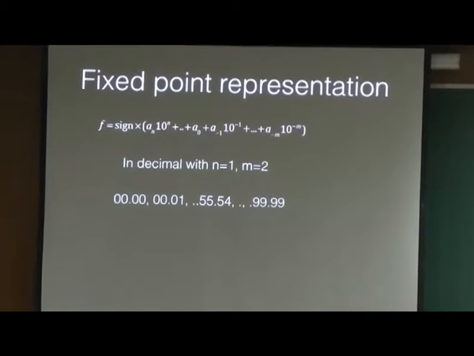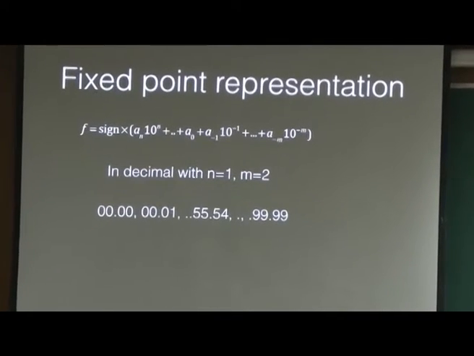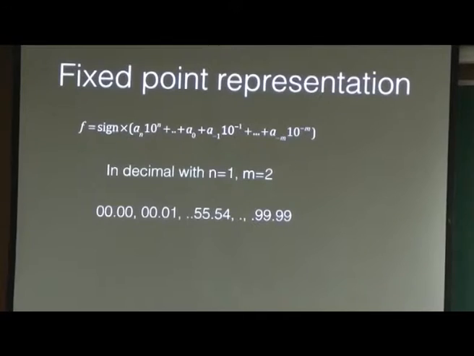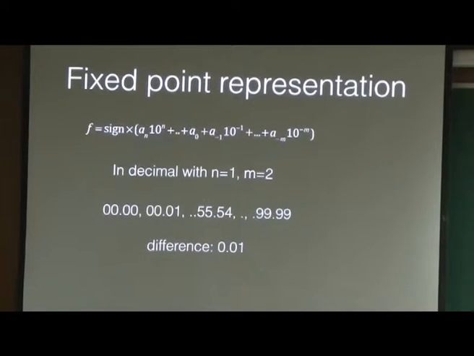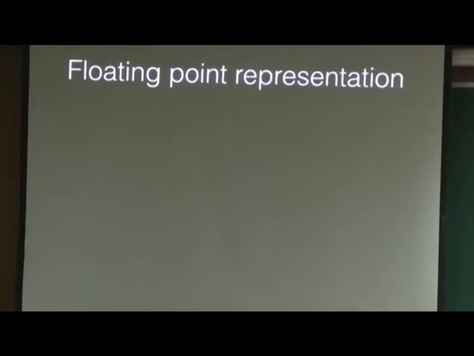What is the spacing between 2 numbers? It is 0.01, and they are uniformly spaced. The difference is 0.01, but it turns out that you can represent only a very small set of numbers. The largest number is close to 100 and the smallest non-zero number is 0.01, but you can do better. That is what the computer scientists thought about, and they said let us do what is called floating point representation.